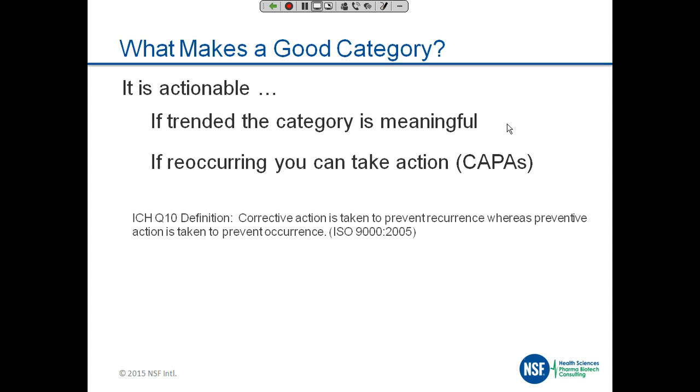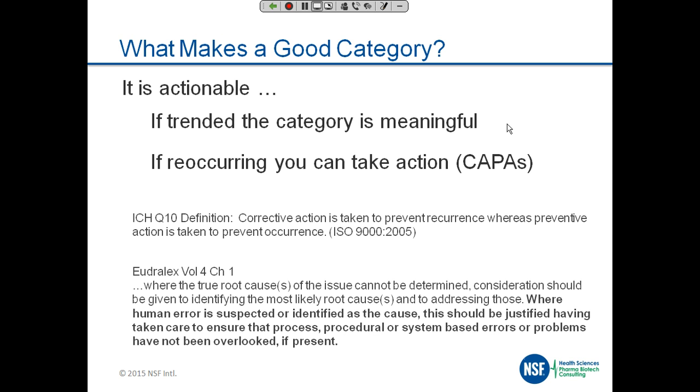Just a few regulatory references built in here. One is that corrective action is taken to prevent reoccurrence, whereas preventive action is taken to prevent the occurrence in the first place. I want to provide that context. And the other bit of context that's important to keep in mind, and I could have mentioned this earlier on in this presentation, is that there's a lot of focus from a regulatory point of view in this area, as some of you I'm sure can appreciate.